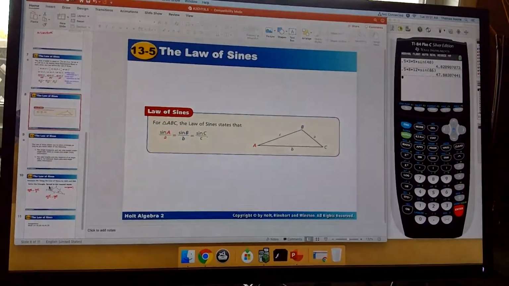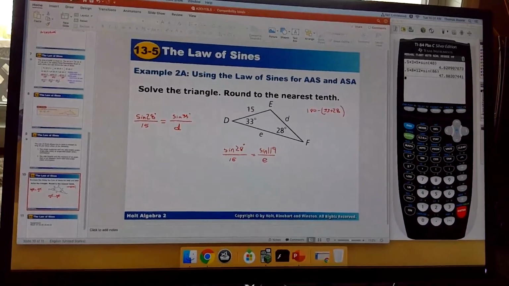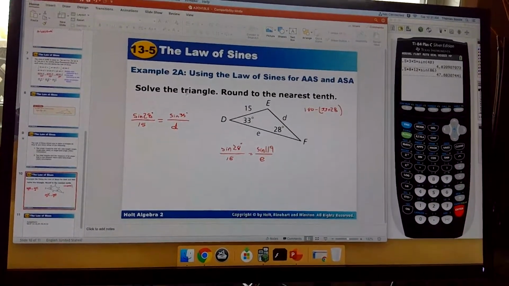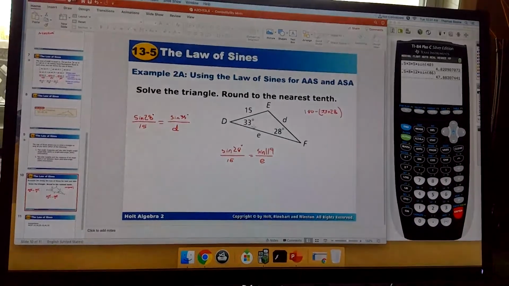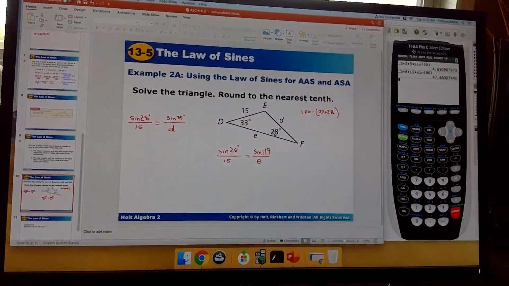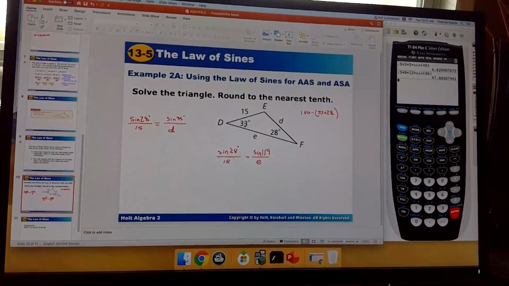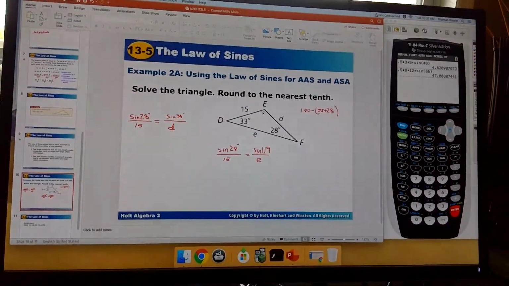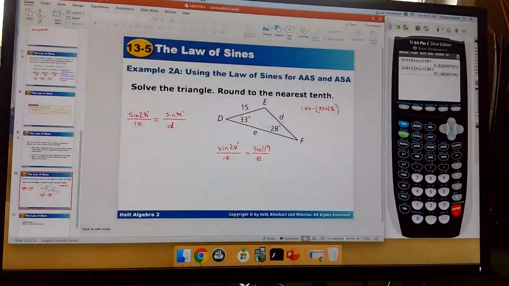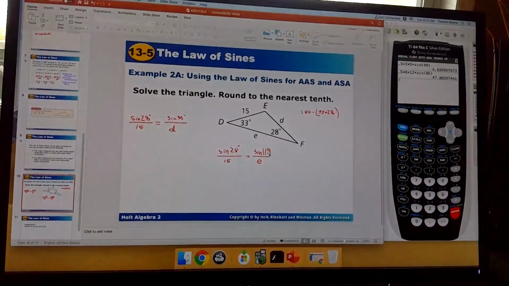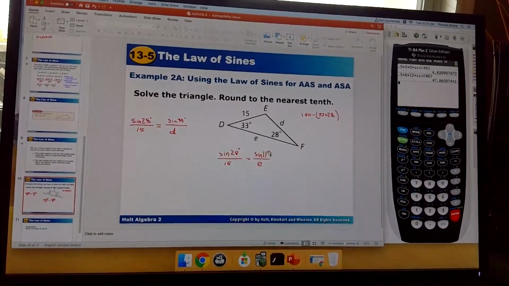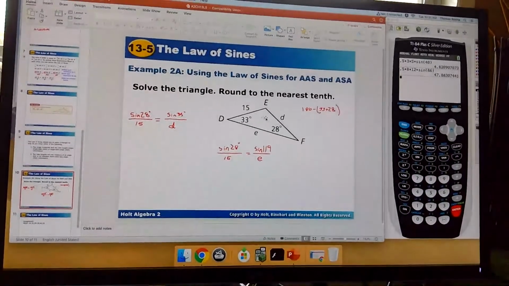All right, so let's show you how that works. When it says solve the triangle, that means we want to find all of the missing angles and sides. Now, I would suggest that if we're given two angles, let's do the easy thing first. Let's figure out what this angle is here. We know that the three angles of any triangle should add to 180. So if we add those together and subtract from 180, we're going to figure out that angle E is indeed 119. Okay, so now we can set up and solve.